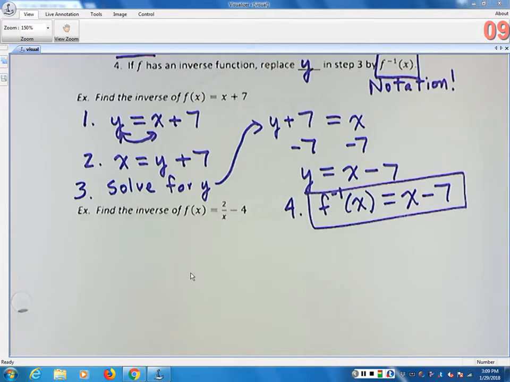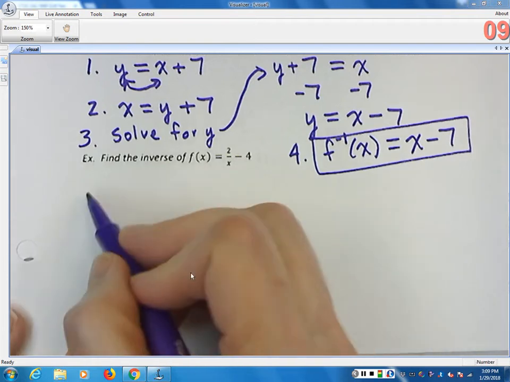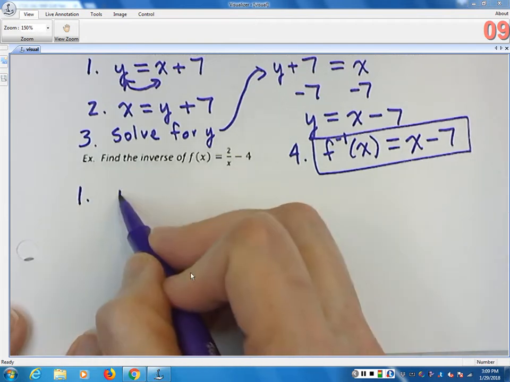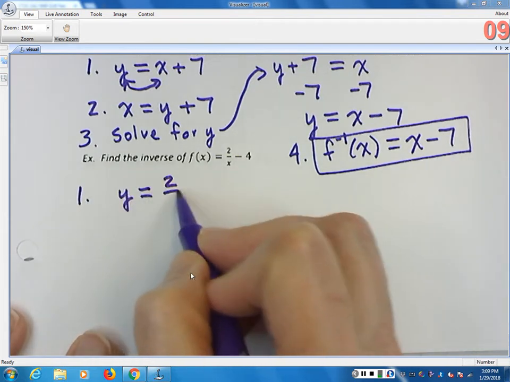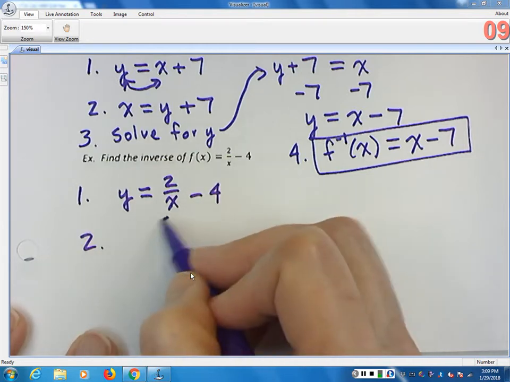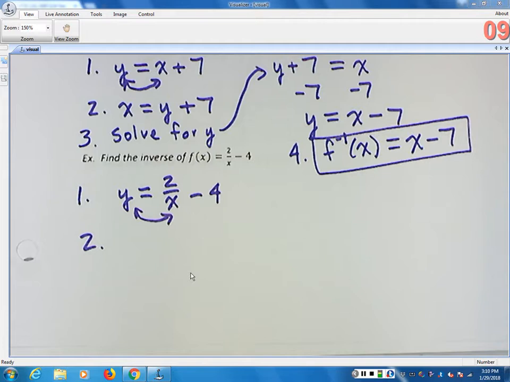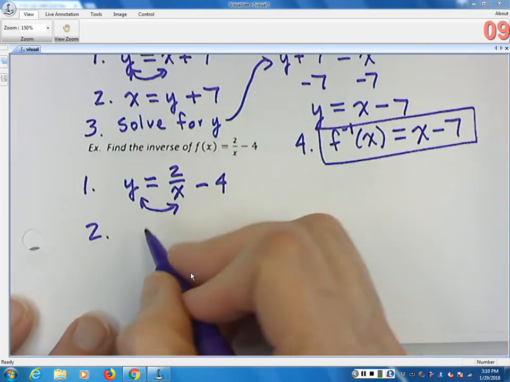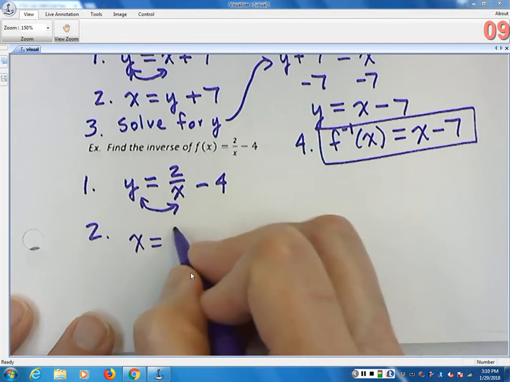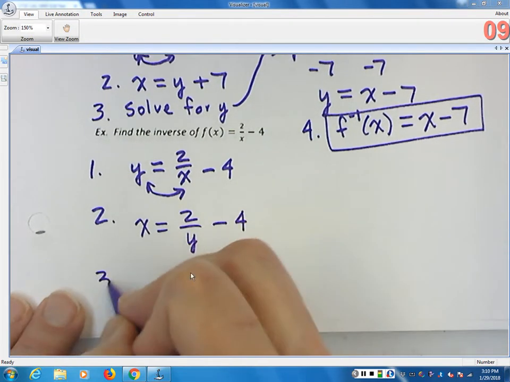All right, we're going to do it for a little more complicated example. Step 1, replace f of x with y. Step 2, switch your x's and y's. And in graphs, that works too. You can switch your x and y coordinates, and we'll be doing that later. So x equals 2 over y minus 4. Now you need to solve for y.